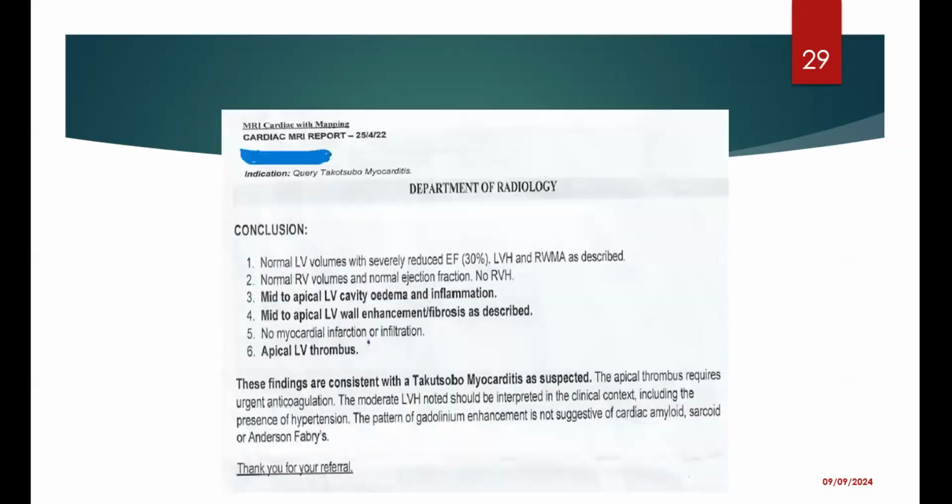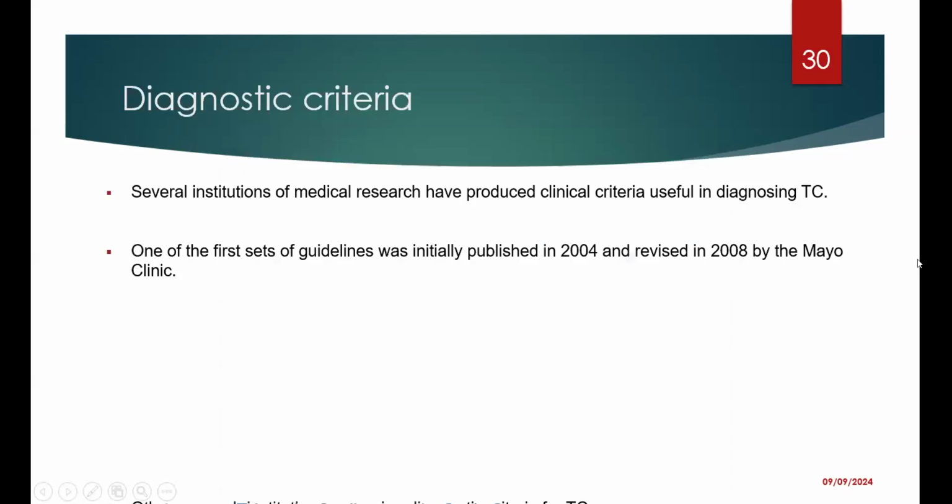Again, this is the MRI of the patient I mentioned earlier, who we managed in 2022. He had an EF of 30%, and mid to apical LV cavity edema and inflammation. He also had mid to apical LV wall enhancement and fibrosis, but had no myocardial infarction or infiltration. And he also had an apical LV thrombus.